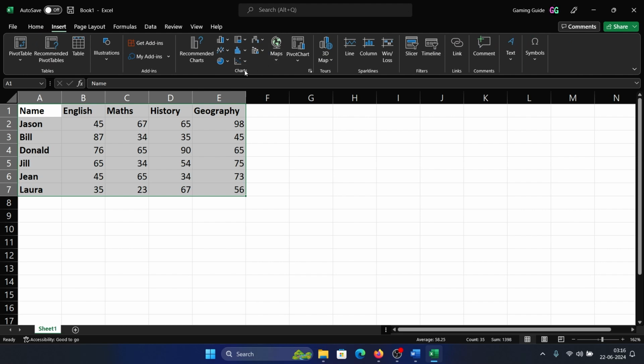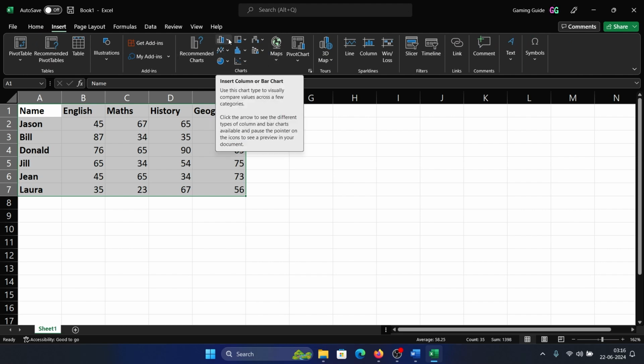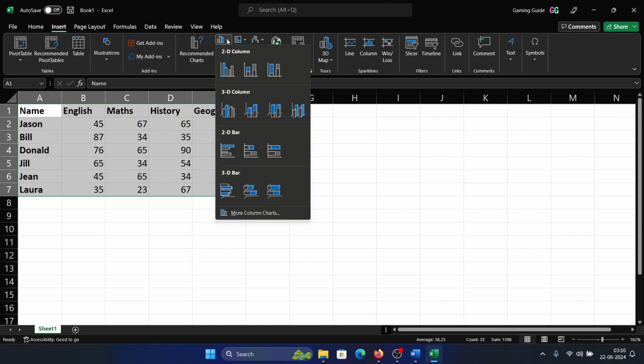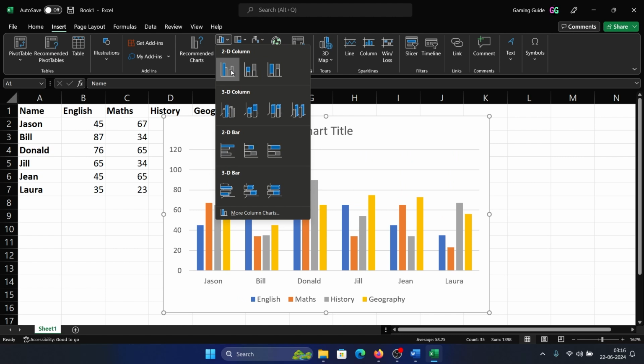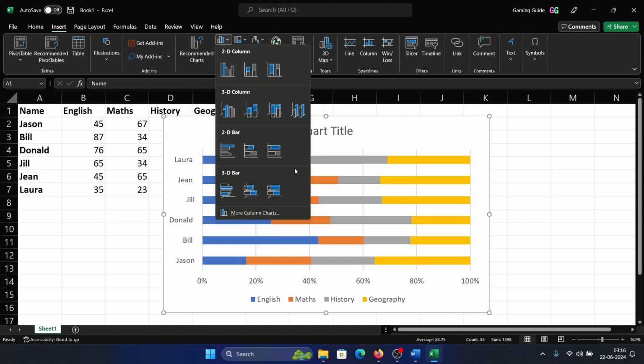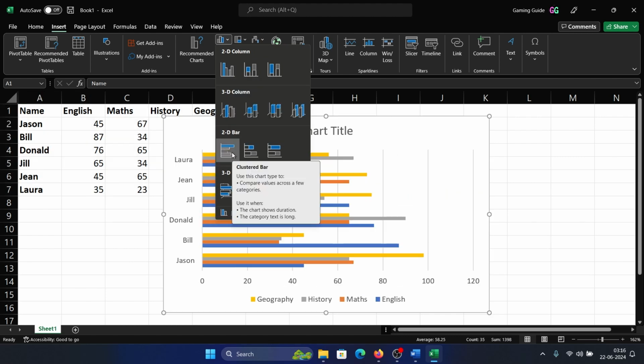Ideally, in the chart section you would find the bar graph chart, but if you don't, look at these bars here or scroll over them and you'll find the bar chart graph. When you click on this, you will notice that there are two types of charts. One is the column one and one is the bar one. What is the difference between a column and a bar chart? Columns are horizontal and bars are vertical.